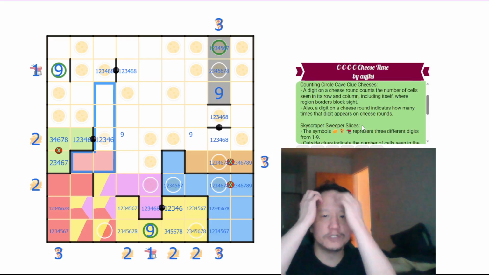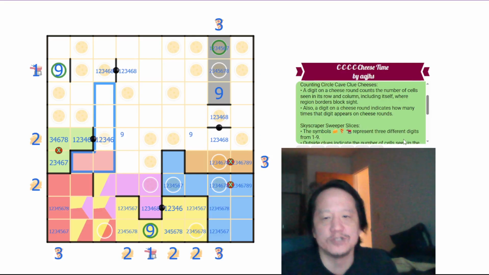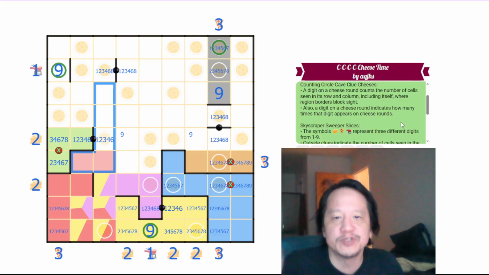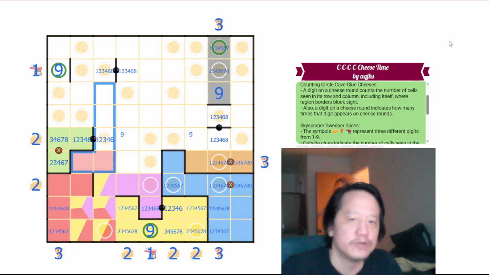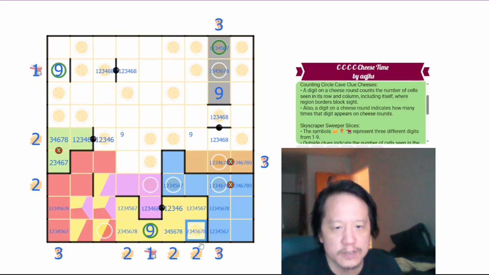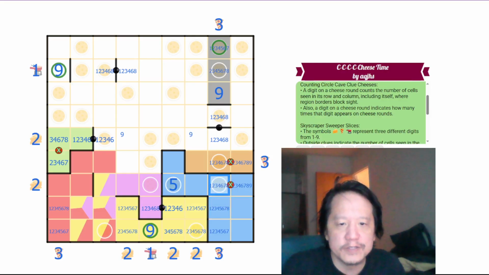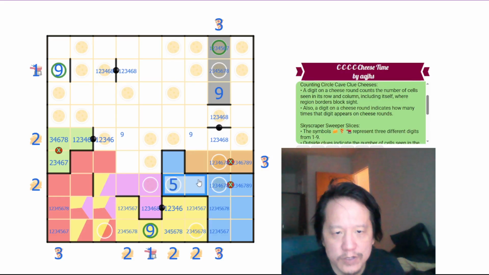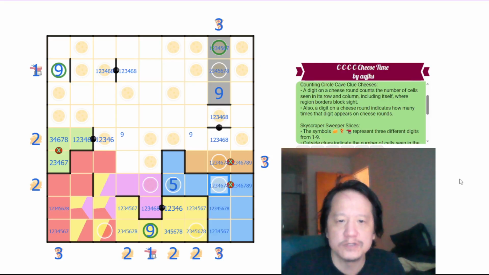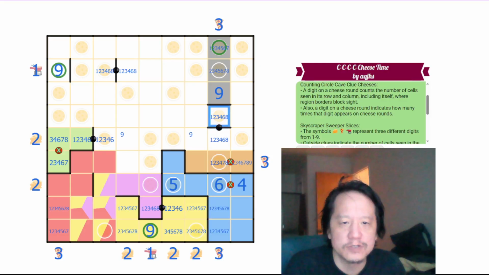Digits in cheese circles indicate how many cells are seen in its row and column, including itself. Okay, that's where I'm missing that. So we know this sees 1, 2, 3, 4, 5. So this is 5. Okay, there we go. This sees 1, 2, 3, 4, 5, 6. So this is 6, which makes this 4. So that helps a lot. No 6 there, no 3, 6 as a pair.